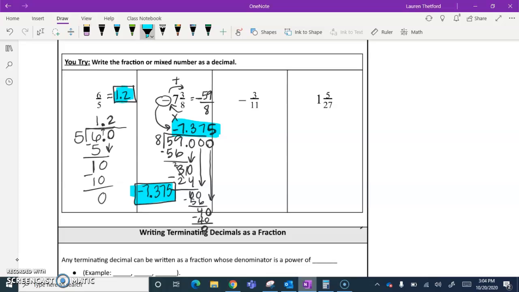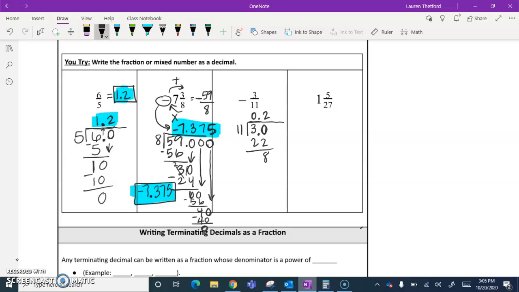Maybe that kind of helps a little bit. All right. Next one, we have 3 as our numerator. That goes on the inside. 11 is our denominator. 11 does not go into 3, so we are going to add a decimal and a 0. And now 11 goes into 30 2 times. 2 times 11 gives me 22. 30 minus 22 gives me 8.